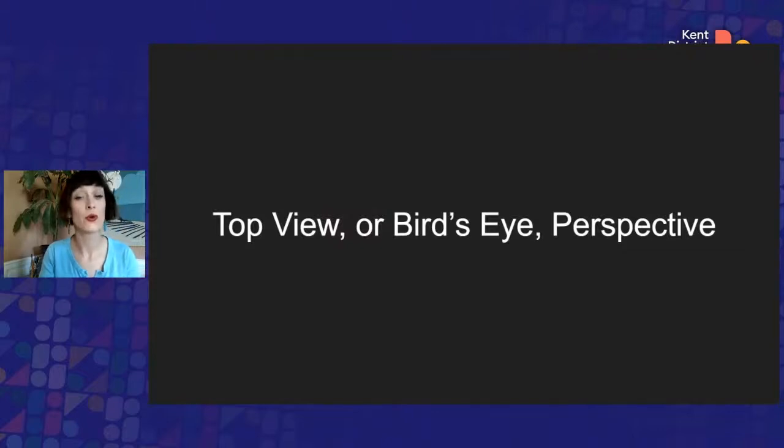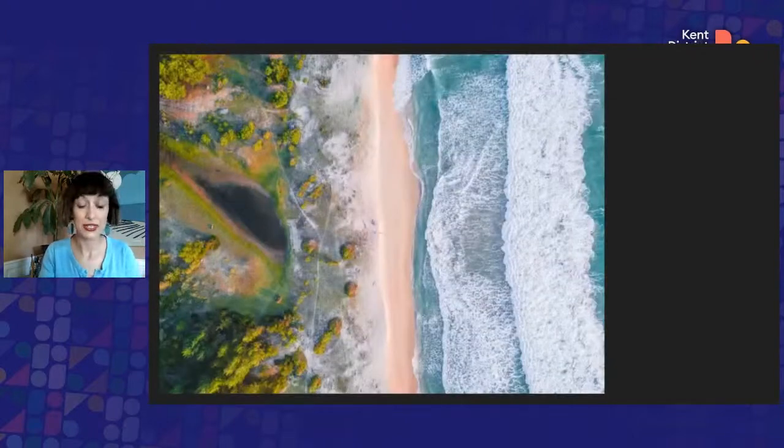The top view, often called the bird's eye perspective, is where the camera is placed at a relatively high point, higher than the subject that is being photographed. A way to do this is to stand on a chair at your house or a ladder, or photograph something on the ground as you're looking down.